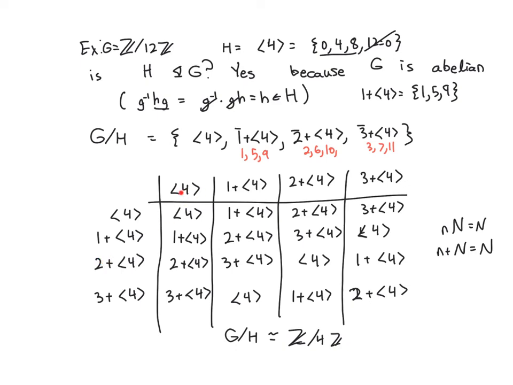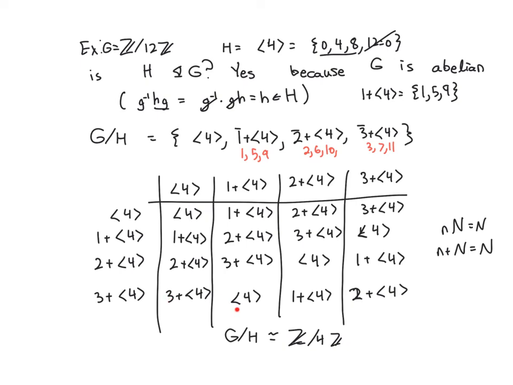For this row, I'm adding 2 to everything. And 2 plus 2 is 4, which is 0, which is in this subgroup. And 2 plus 3 is 5, which is 1 plus 4, so I can get a remainder of 1. Here again, the inverse of 2 was 10, and 2 and 10 are both in this coset. Similarly, the inverse of 3 was 9. 9 was in this coset, so I expect 3 plus 1 to be 4, and I see that's what happens.